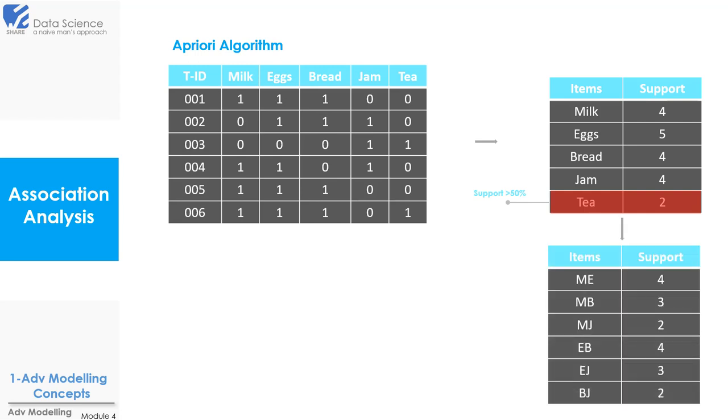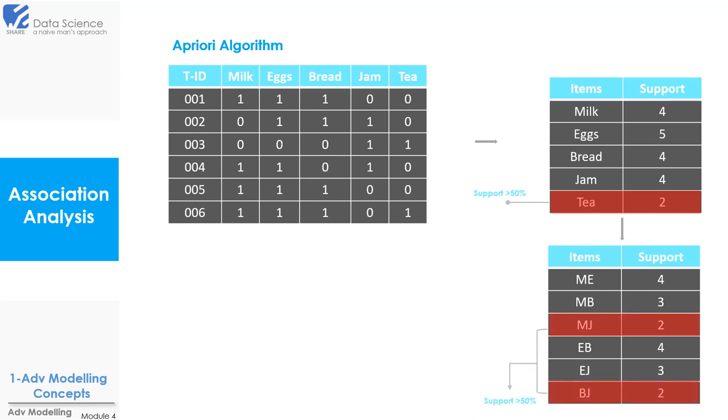Now we will create all possible pairs from the leftover items, and we will get a table like this. The support values are from the original table. So if you see, milk and eggs were bought together 4 times. Similarly, milk and bread were bought together 3 times, and so on. Here M denotes milk, E denotes egg, B denotes bread, J denotes jam, and so on.